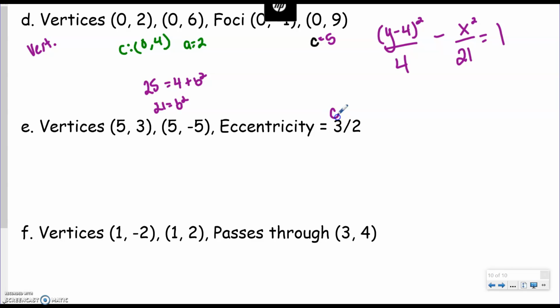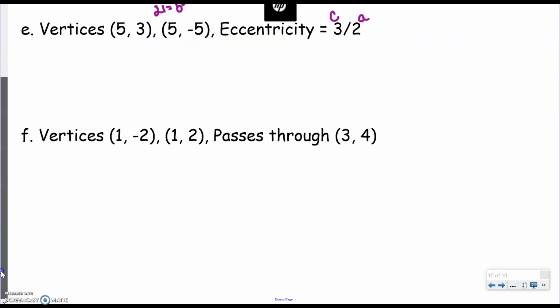Remember, eccentricity gives you C and A, so you just need to use that to find your B. Everything else is going to be very similar to what we did in the last one, so I'm going to let you try that one on your own.